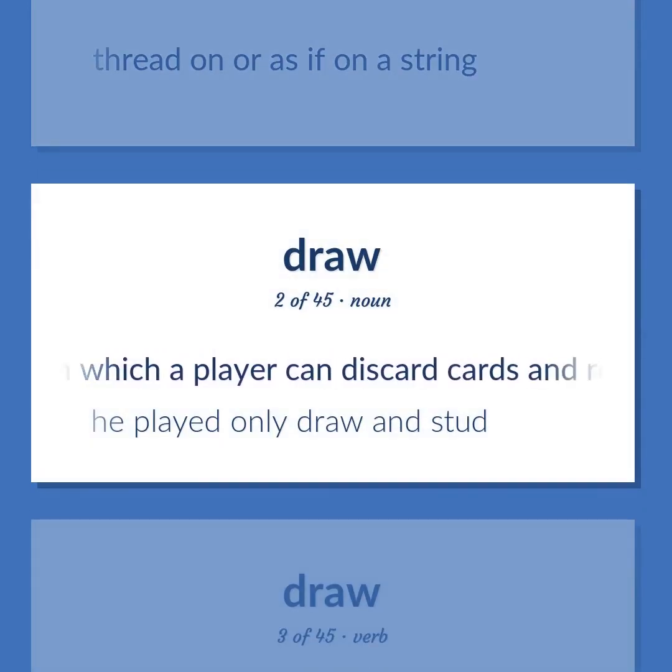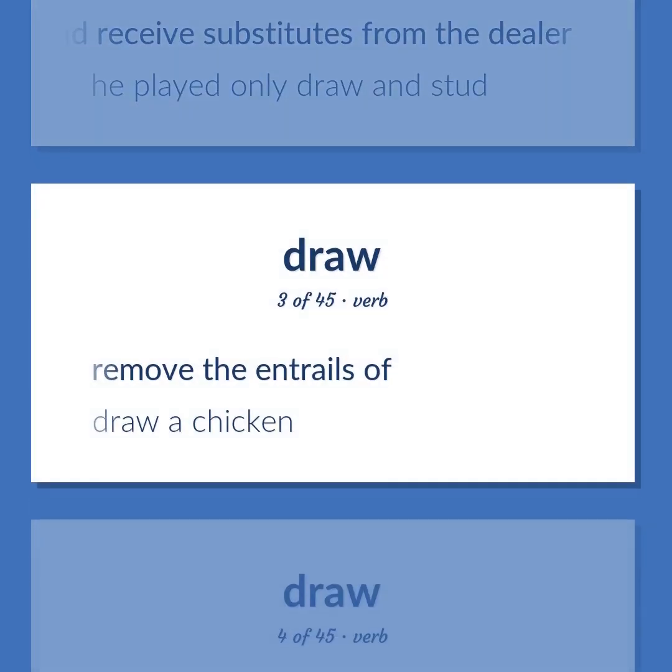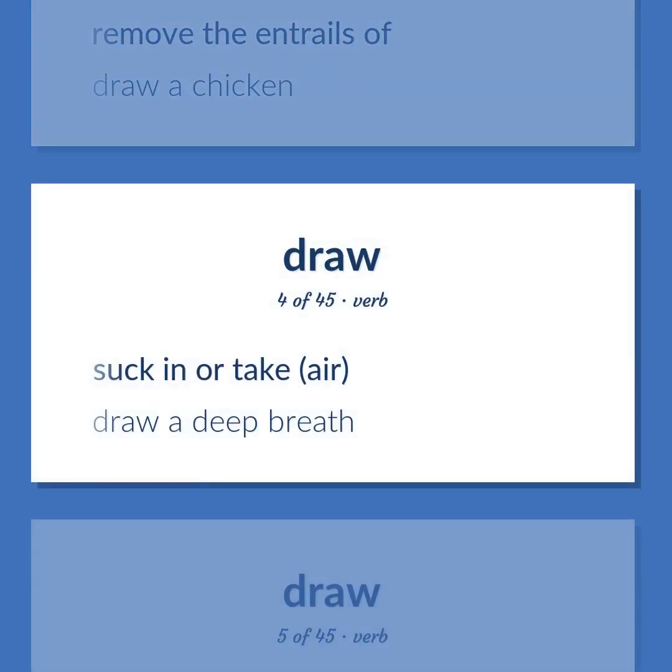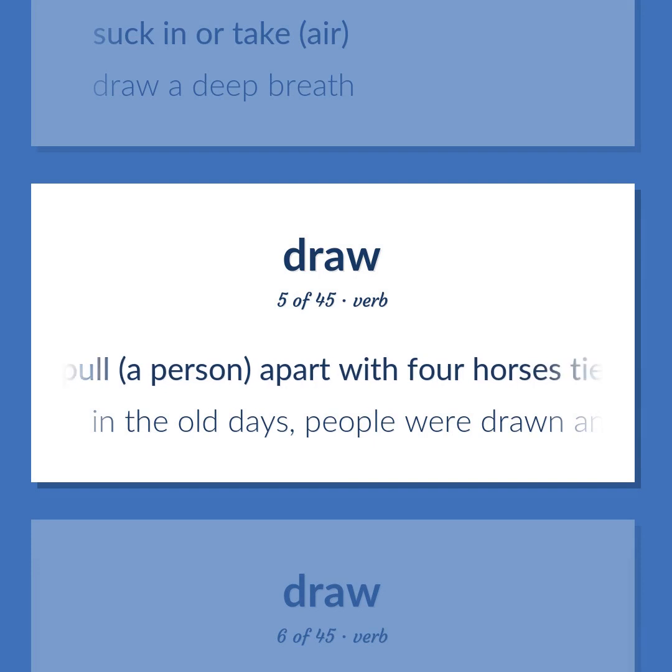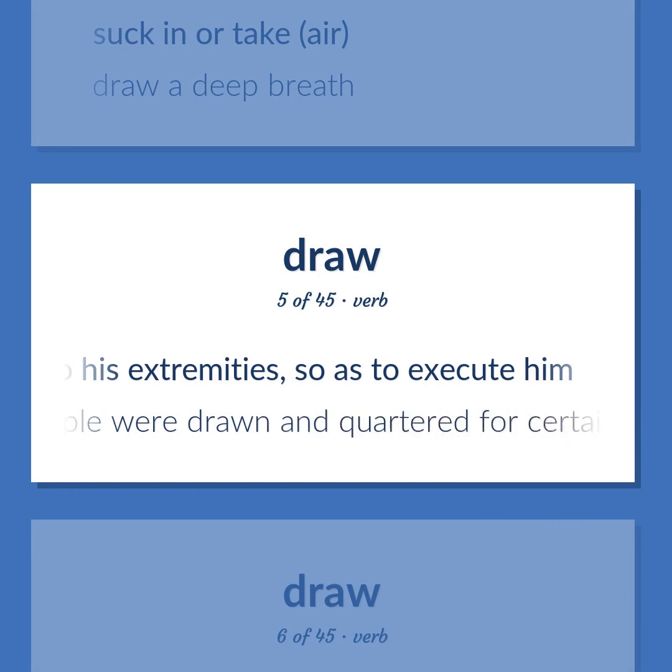Poker in which a player can discard cards and receive substitutes from the dealer. He played only draw and stud. Remove the entrails of. Draw a chicken. Suck in or take air. Draw a deep breath. Pull a person apart with 4 horses tied to his extremities, so as to execute him. In the old days, people were drawn and quartered for certain crimes.